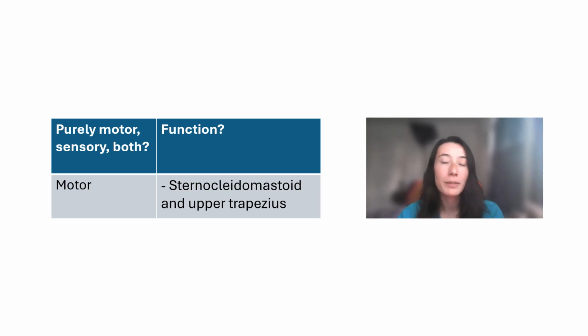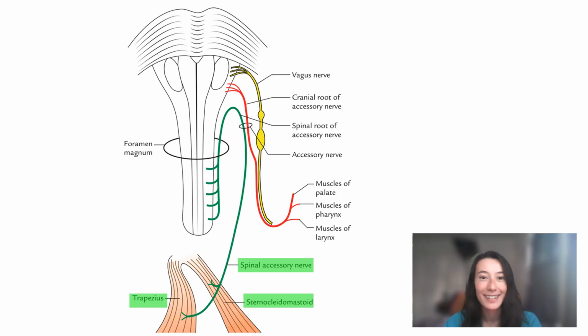Let's talk a bit more about the function of this nerve before we go more into the pathway. This nerve is purely a motor nerve, and it supplies motor innervation to two muscles, the SCM, the sternocleidomastoid, and the upper portion of the trapezius muscle. The lower portion of the trapezius muscle is supplied by the nerve roots of C3 and C4.